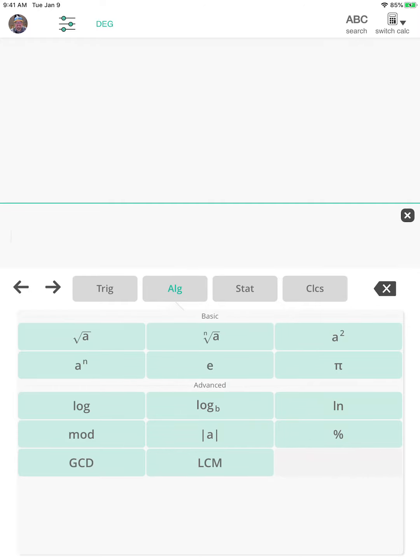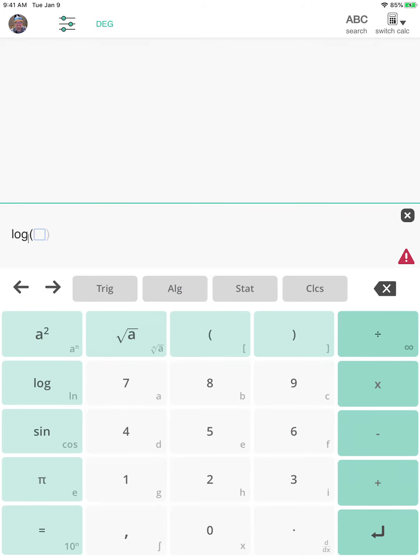We've got log base b, and we've got ln. Log base b is the one we want to use for general logarithms. So if I wanted to do, for example, log base 16 of 2, I could do that. And notice we get 0.25, which is exactly what we said it was going to be, 1/4.